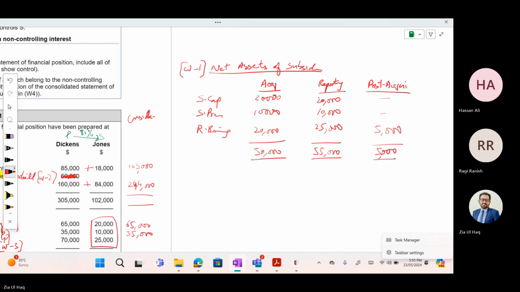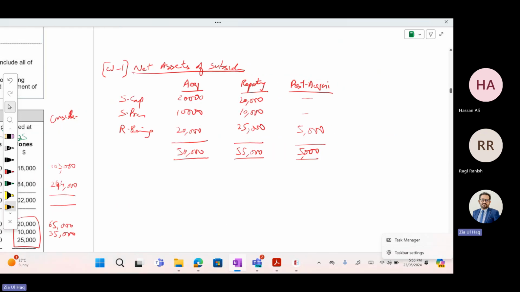This means this subsidiary generated 5,000 profit after acquisition. That's why retained earnings increased by 5,000, because current year profit we need to add in retained earnings. Out of this 5,000, how much is for the parent and how much is for non-controlling interest? Parent is 80%, that is 4,000, and non-controlling interest is 20%, that is 1,000.